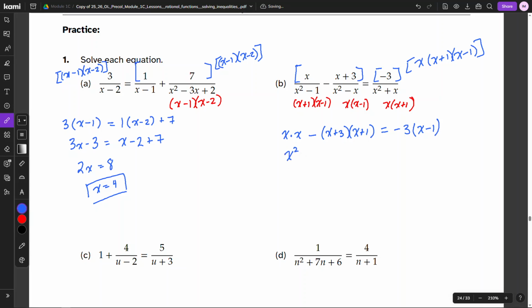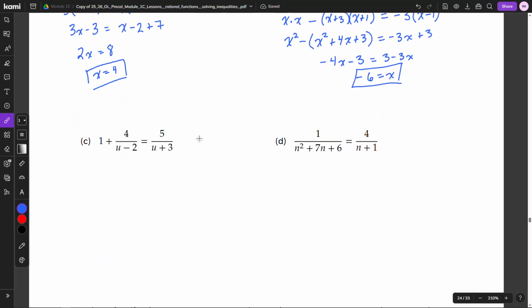I have x squared minus x squared plus 4x plus 3 equaling negative 3x plus 3. All right, regroup, reorganize. This is going to give me on the left side negative 4x minus 3 is equal to 3 minus 3x. And that would mean that negative 6 is equal to x. Negative 6 is in my domain, so there is my solution.